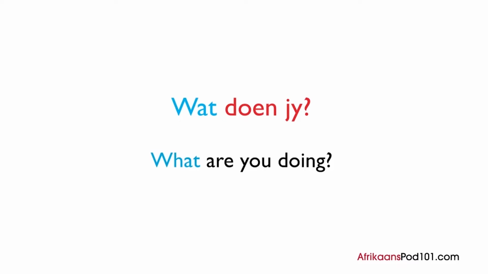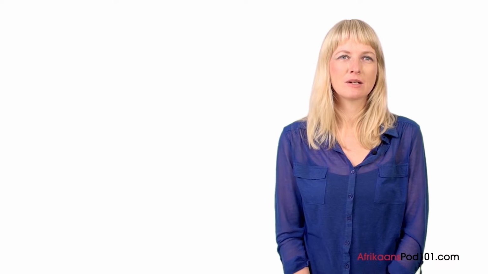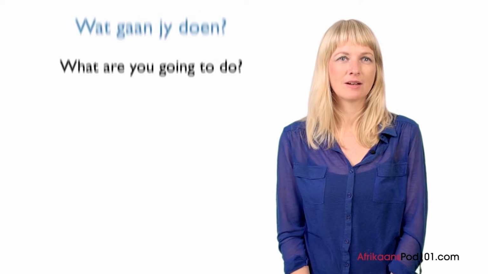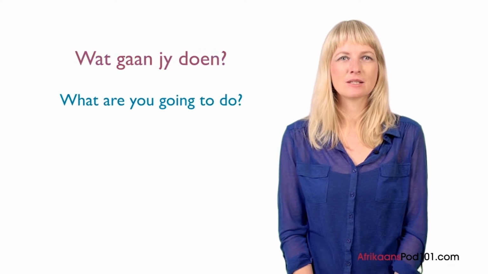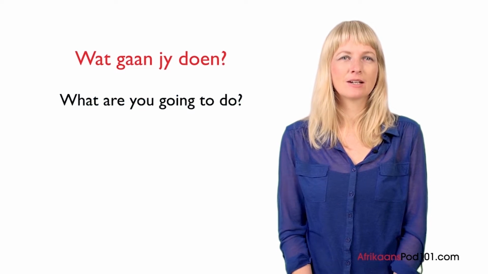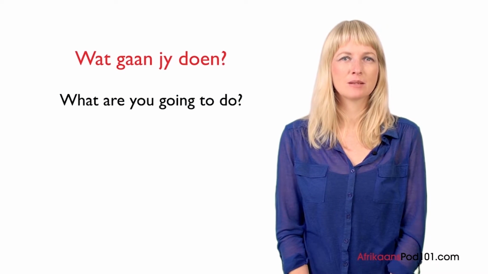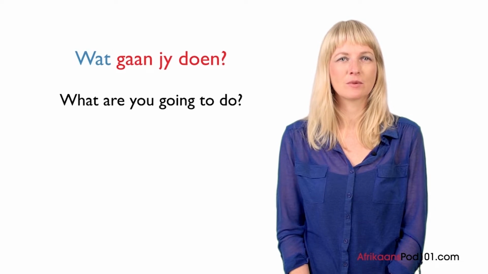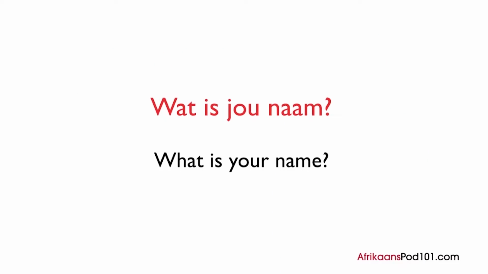Wat is the question word what in Afrikaans. Next is doen, which is the verb to do. Finally, there is jy, which, as you know, means you. So altogether, it is wat doen jy? What are you doing? As you may have noticed, we learned a similar question a few lessons ago. Wat gaan jy doen? That means, what are you going to do? In fact, there are several ways to pose the same question, but the most important thing is that all of them start with wat. The rule is simple. In Afrikaans, wat will always be the first word in the sentence when asking a what question.